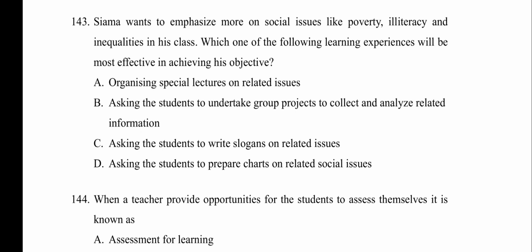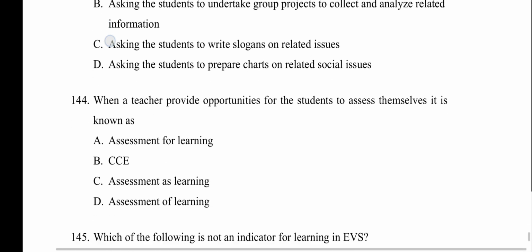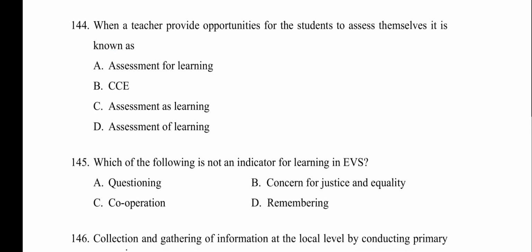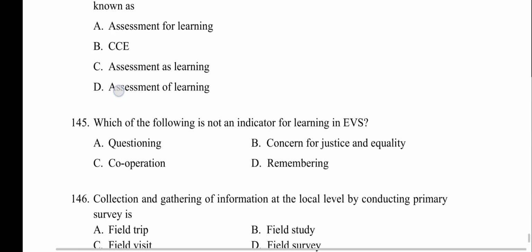So the best option is option number B, asking students to undertake group projects to collect and analyze related information. All right. Next question. When a teacher provides opportunity for the students to assess themselves, it is known as assessment for learning, CCE, assessment as learning, and assessment of learning. So here the best option is option number C, assessment as learning. What is that? Assessment as learning.